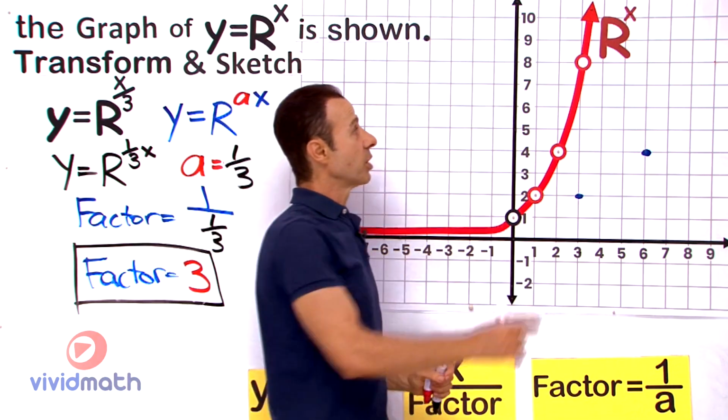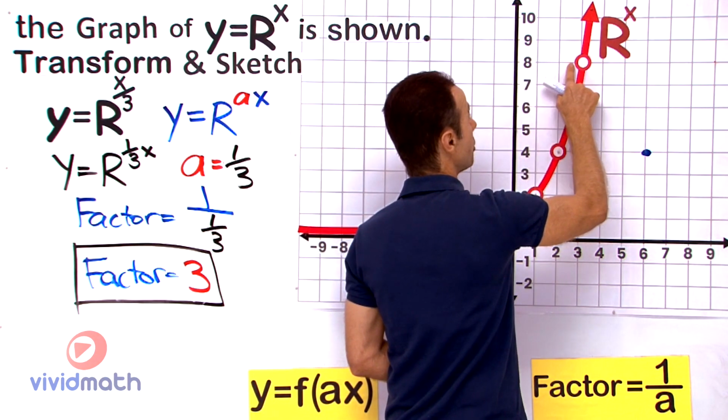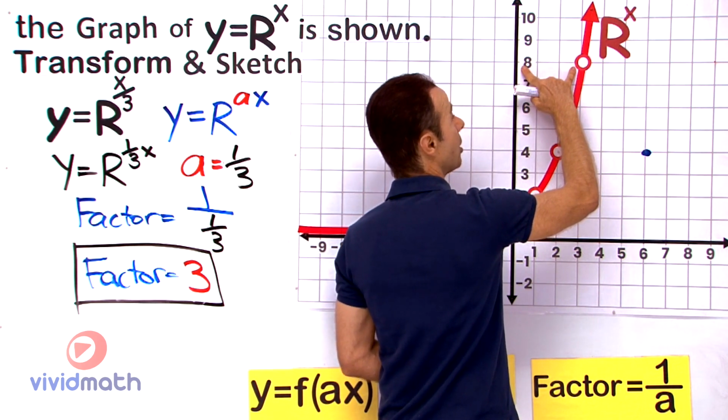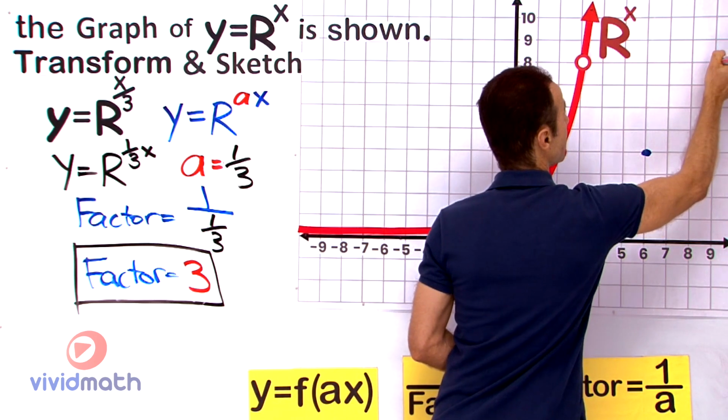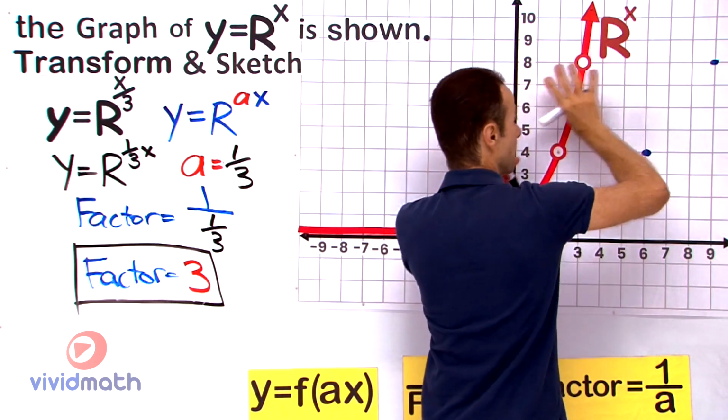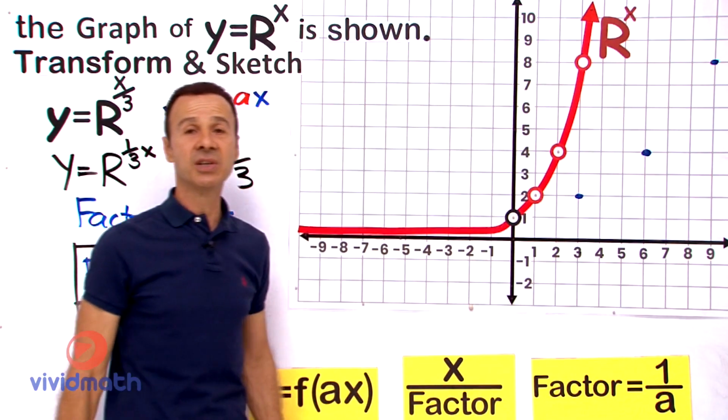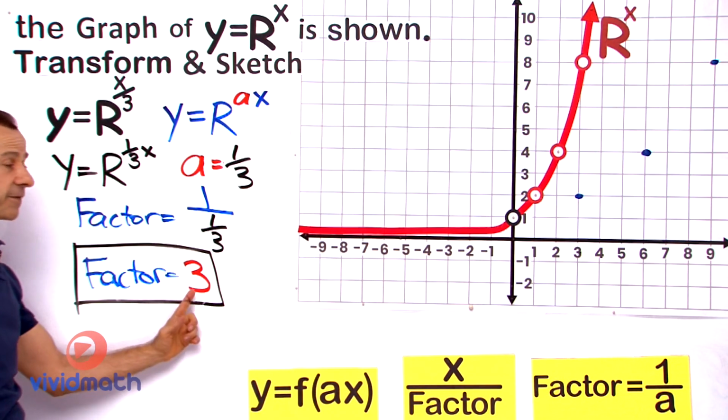Next point. We've got this point here. It's 1, 2, 3 units away. So we're going to triple that. 3 times 3 is 9. So we go 3, 6, 9. So that point's going to be right there. So that's been stretched out triple the distance, the scale factor of 3.